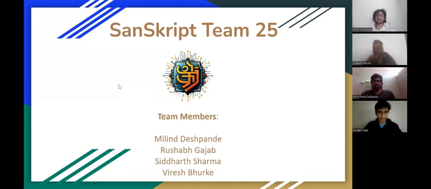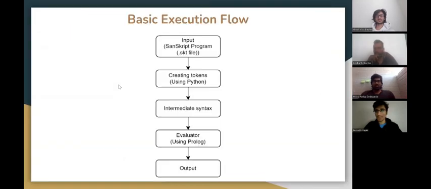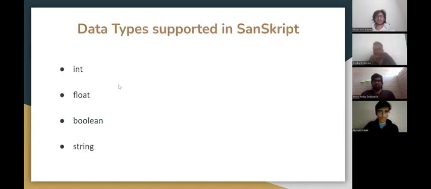Now I will take from here to explain the basic flow of execution and our language design. So in our basic execution flow, we have input.skt files in which we have written our program, and we have created our analyzer.py file through which the .skt files are passed, and the code gets tokenized and an intermediate syntax is generated. This intermediate syntax is further passed into our evaluator, which is written using Prolog. And finally, a subprocess module is called within our runscript.py file, which is our main file, and we get the final output.